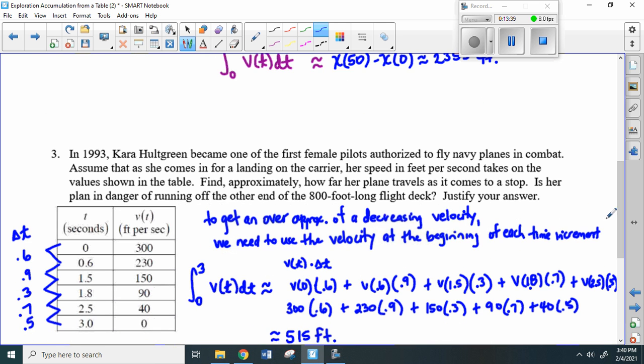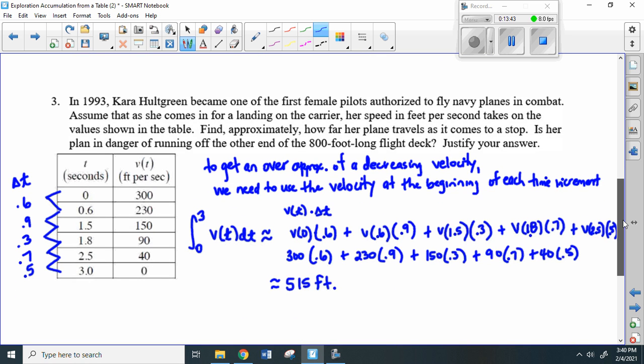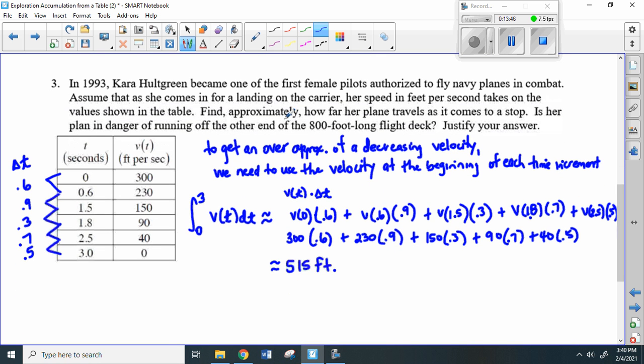And then we completely talked through number 3 because we didn't use trapezoids, okay? We were talking about this female pilot, and she's coming in for a landing on an aircraft carrier, and we're given her speed, all right, as she comes in for a landing until she comes to a stop. And I want to know how far, what's the distance, how far her plane travels as she comes to a stop. How far does it take her to actually stop?